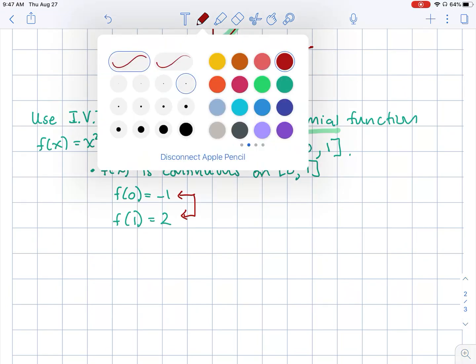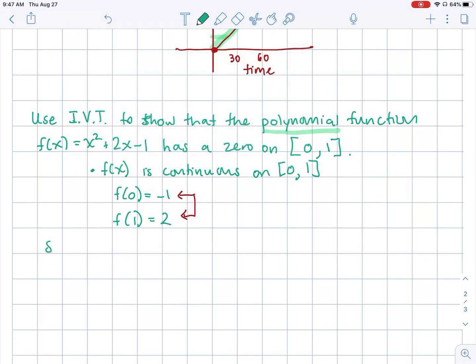So our conclusion, which we do have to write as a sentence: since 0 is between negative 1 and 2, IVT guarantees a 0 on the interval from 0 to 1.